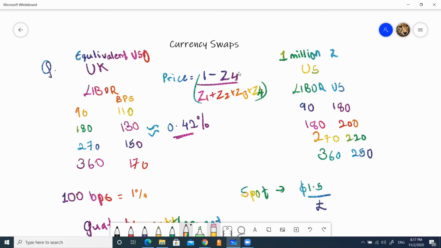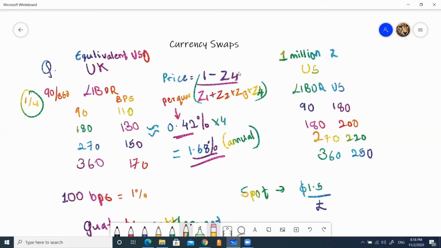Now this is not the final price of the swap, and this is the beauty with LIBOR. LIBOR is a quarterly rate. LIBOR takes into account 90 by 360, and hence it is 1 by 4. That is why when you take out the pricing of the swap, you need to multiply this rate by 4, and that is the price of your swap. So you multiply this rate by 4, and then you get 1.68%, which is the price of your swap on an annual basis. The price of a swap is always quoted in annual terms, and that is why you have to multiply this by 4, which gives 1.68 percent.